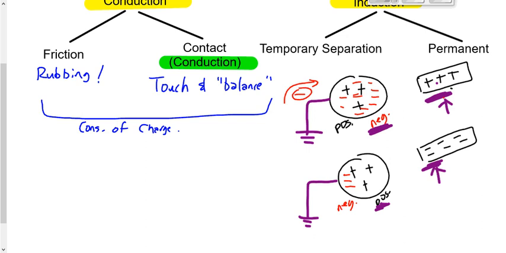How do we make it permanent? How do we prevent those electrons from going back into the ground? Get rid of the ground wire. Cut the ground wire. Remove that ground wire. Remove the connection to the ground. Remove whatever it is that's connecting it to the ground, right?